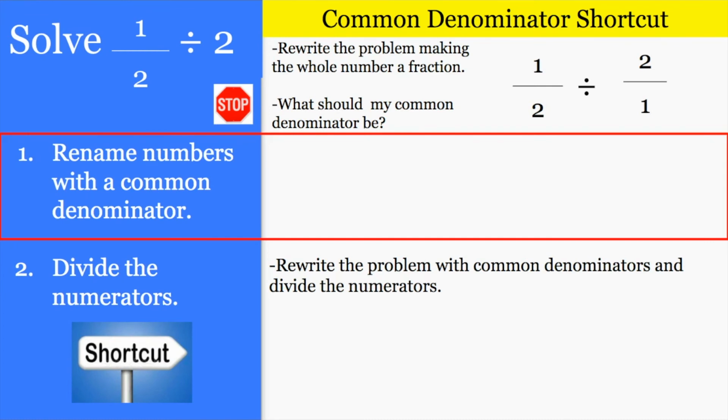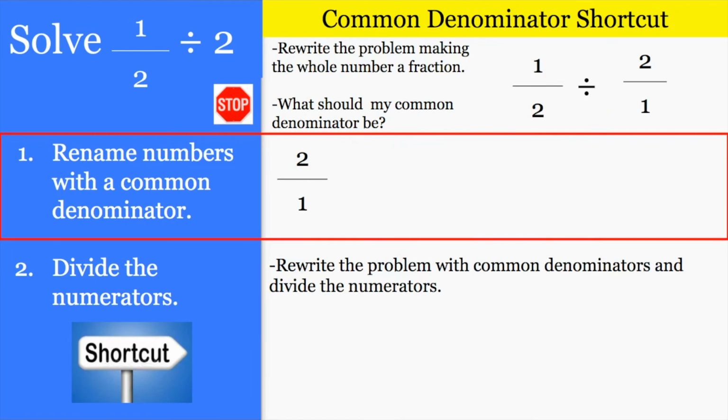Now, this is a little bit different because you notice I'm going to keep 1/2, but 2 is a whole number. So I'm going to rename that as 2/1. The divisor is a whole number. Now, I'm ready for step 1, rename numbers with a common denominator. Well, what should my common denominator be? When I look at my denominators, I have a 2 and a 1. 2 is a multiple of 1. I'm going to choose 2 as the common denominator. It works out again because I already have one fraction with a denominator of 2, so let's just rename 2/1.